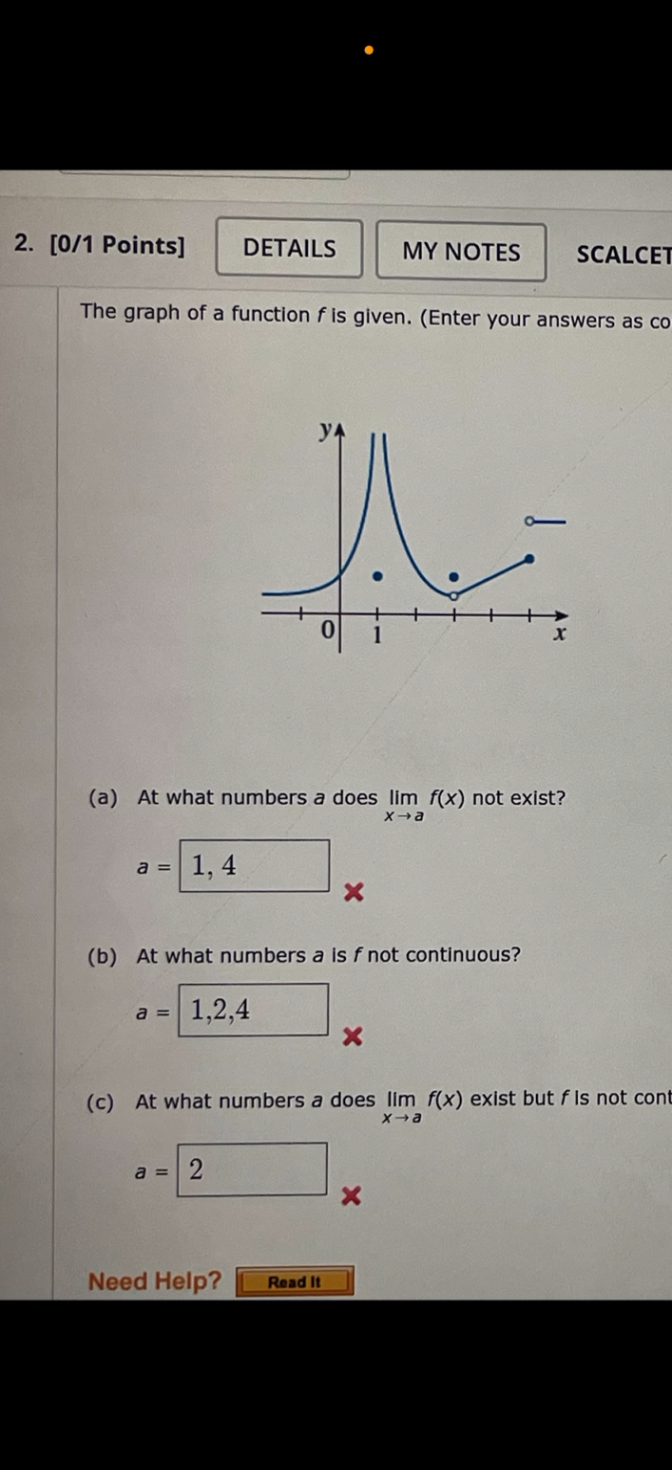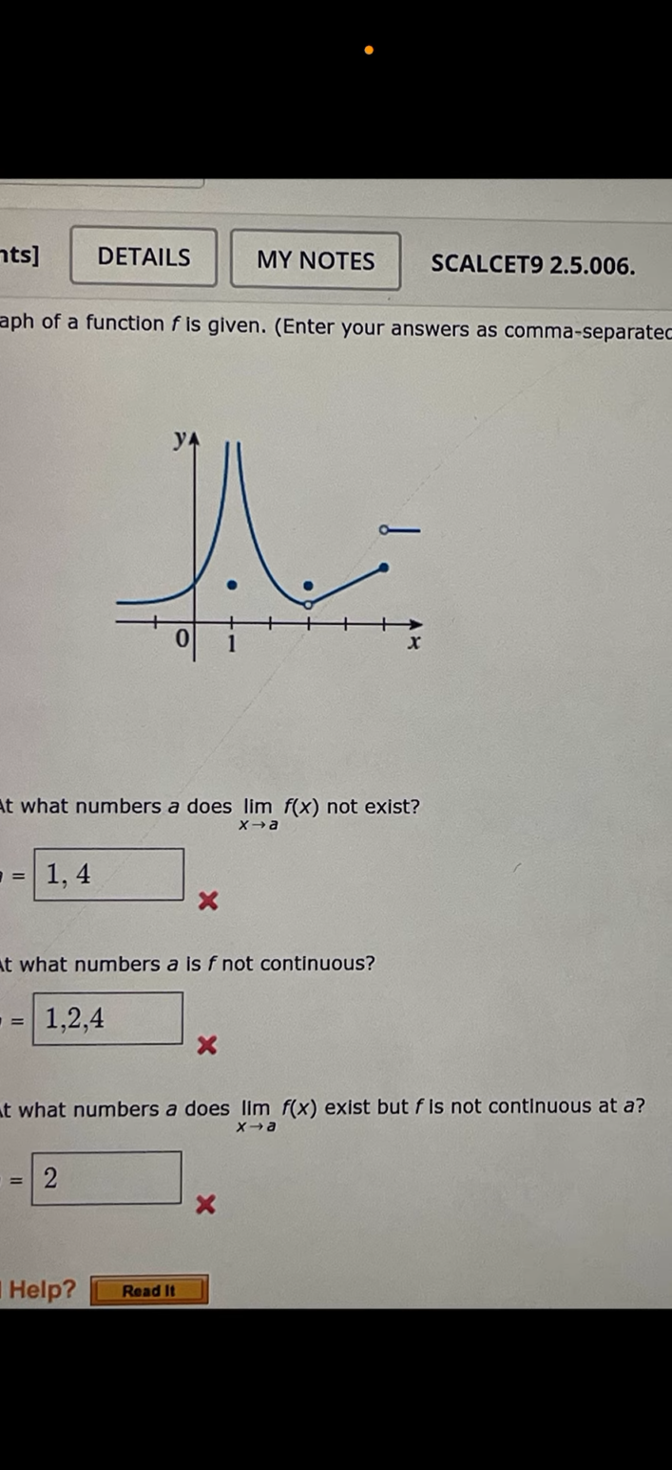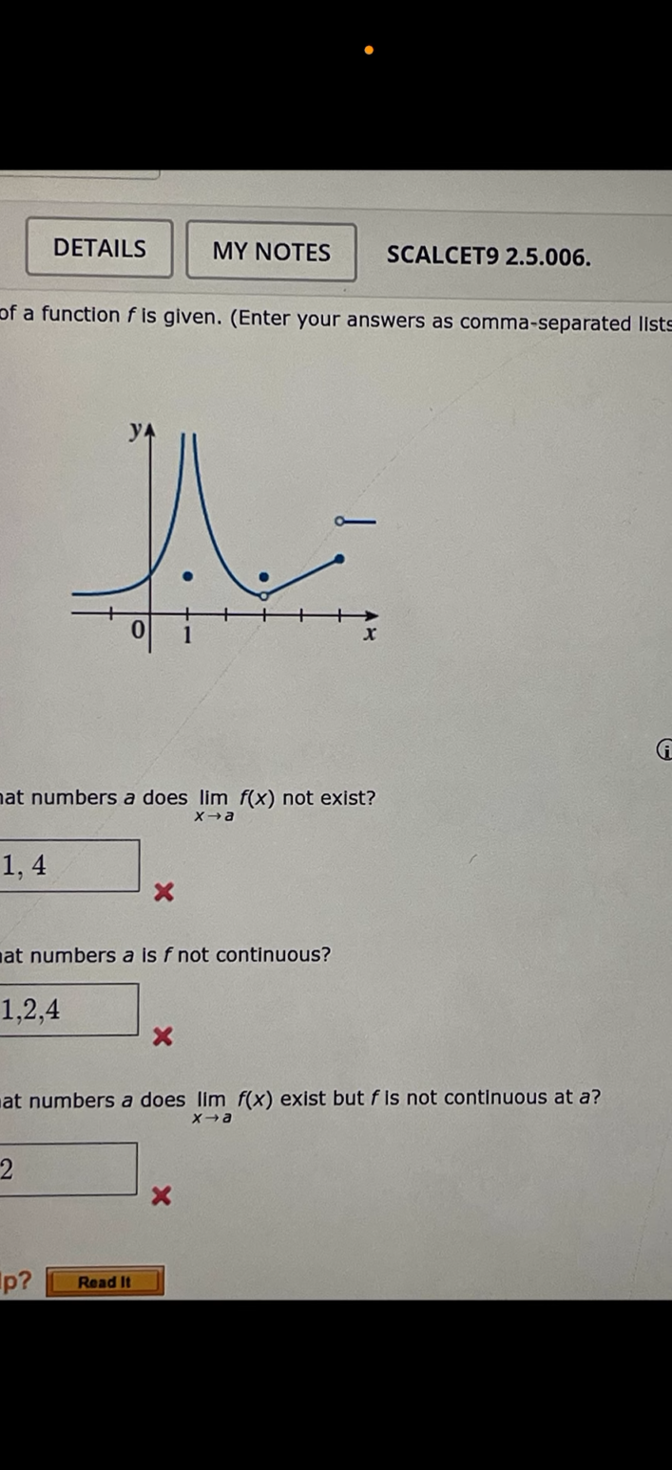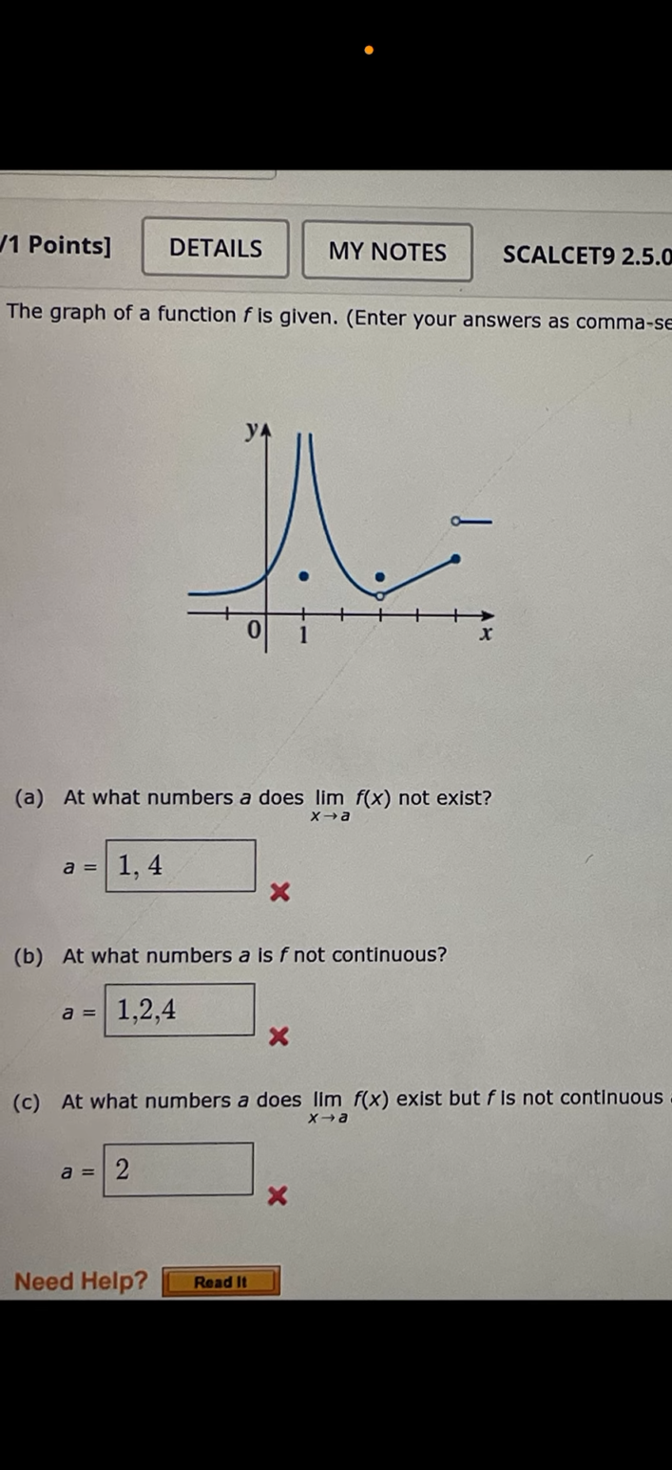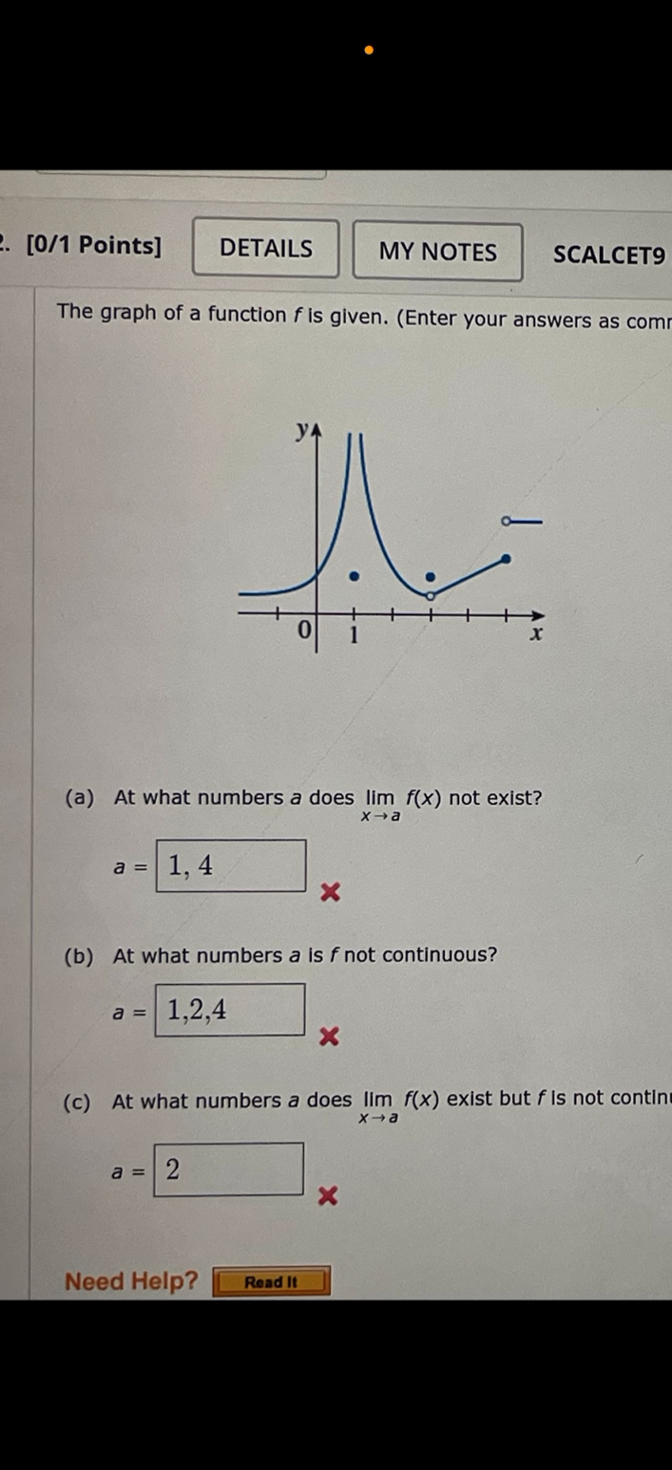And then for part C, it says, at what numbers a does the limit as x approaches a of f of x exist, but f is not continuous? So the limit exists, but it's not continuous. And that's only when x is 3, right? Because the limit exists means the limit from the left equals the limit from the right, but it's not equal to that value. So basically that shows up as a hole or a gap. That's when x is 3.